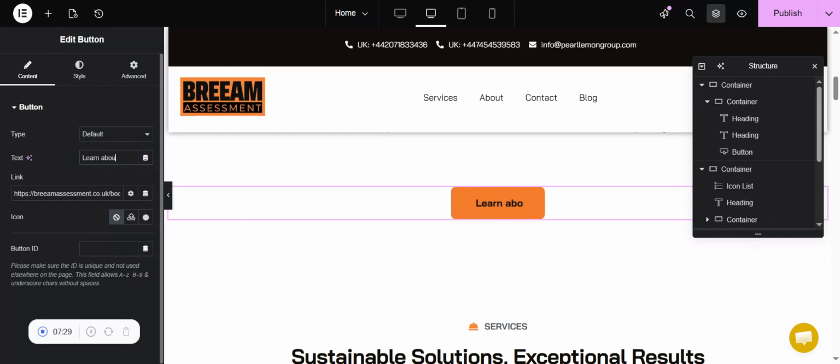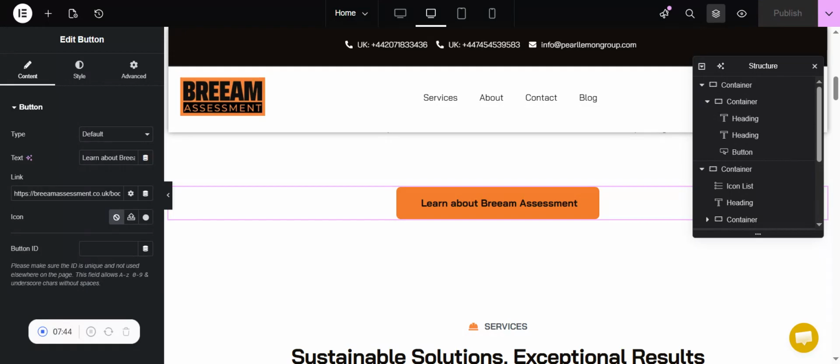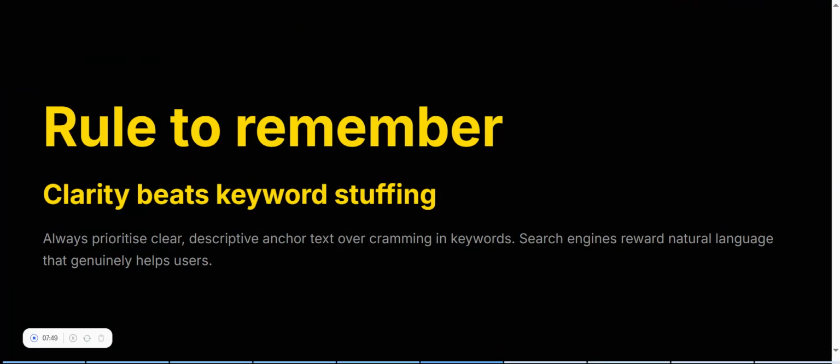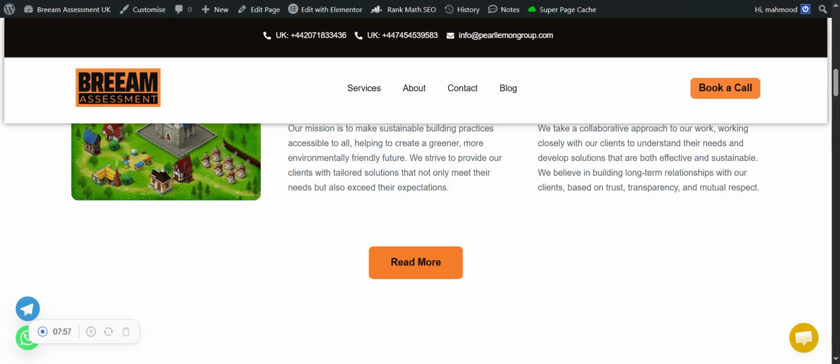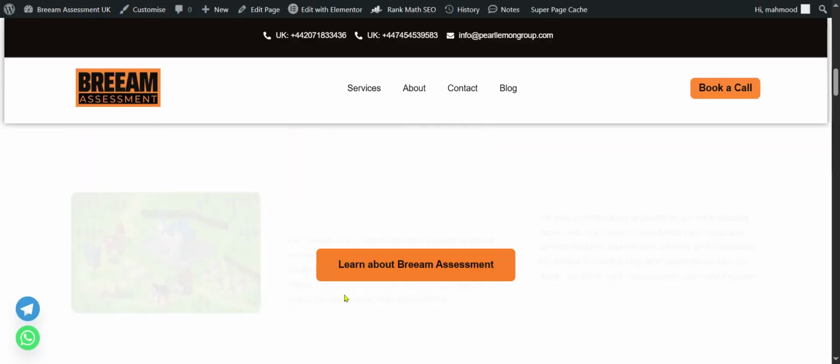learn about Bream assessment. And then you publish. And that's it. All of a sudden, we have a new anchor text that is contextual.